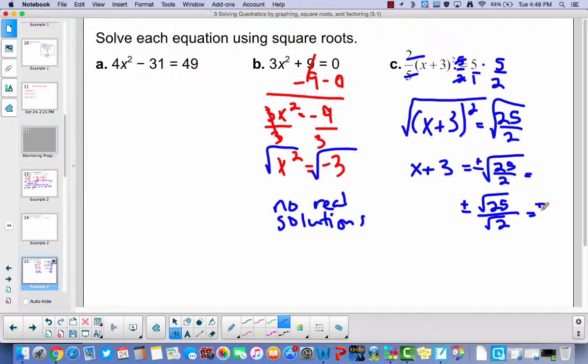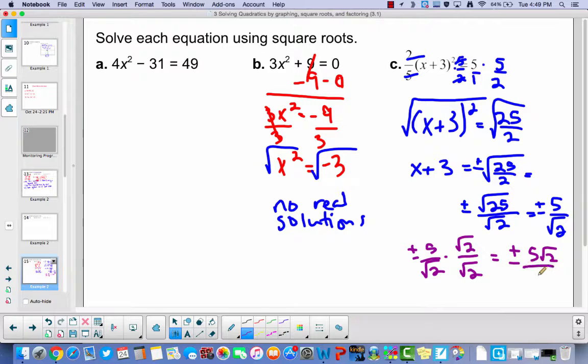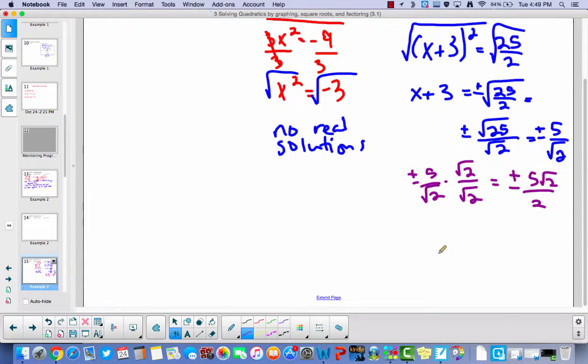25 is a perfect square, so plus or minus 5 over the square root of 2, but what's wrong with this answer? Right, we can't have that radical in the denominator. So in order to get rid of it, we have to rationalize it. We have to multiply top and bottom by the square root of 2. So we have plus or minus 5 over the square root of 2 times the square root of 2 over the square root of 2 equals plus or minus 5 square roots of 2 over 2. But that's what x plus 3 is equal to.